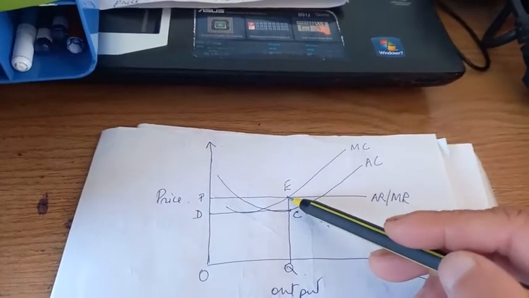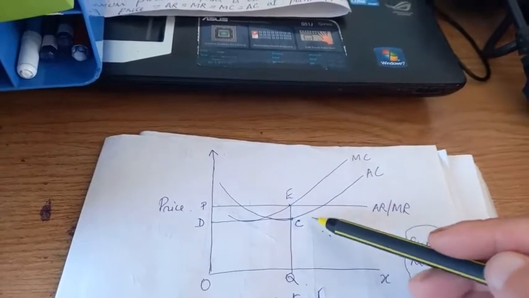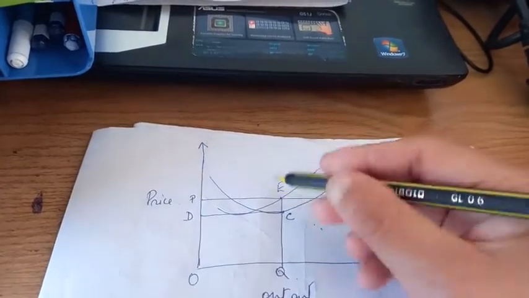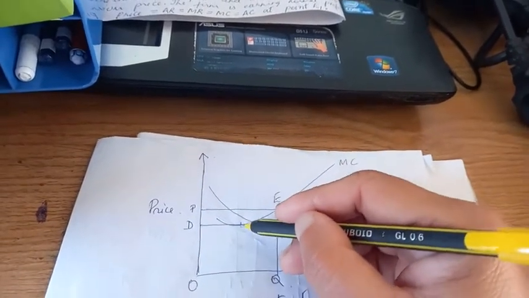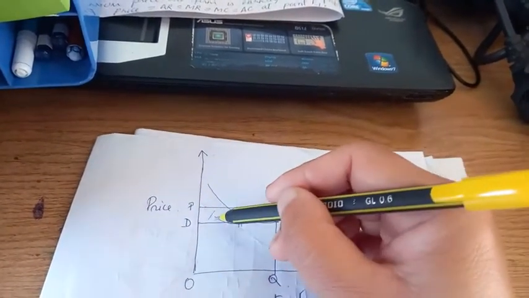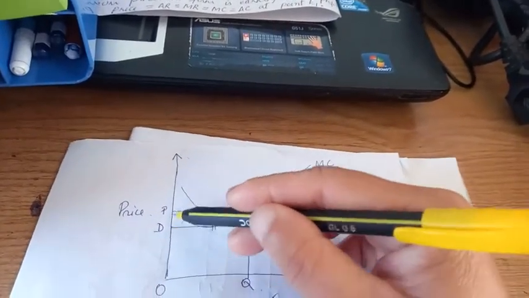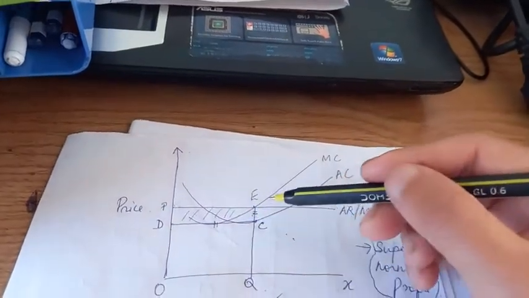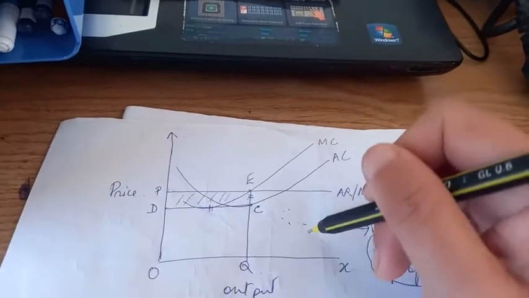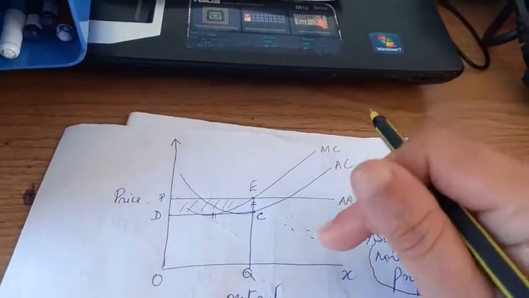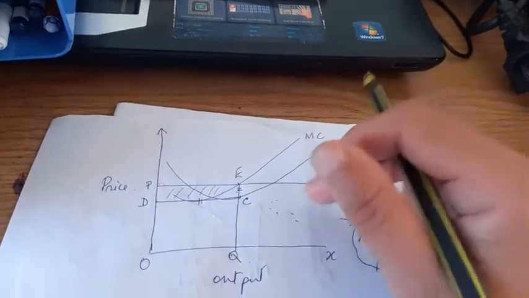This is the equilibrium point, and this area is the profit per unit of the firm. And if we multiply this profit per unit by the output, we get this total area, that is ECDP, which is the total profit enjoyed by this particular firm. Therefore, such a situation shows that this firm is in equilibrium, and as such it is enjoying supernormal profit.